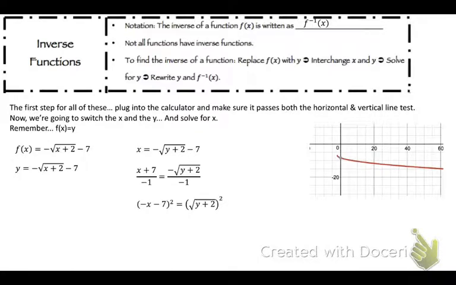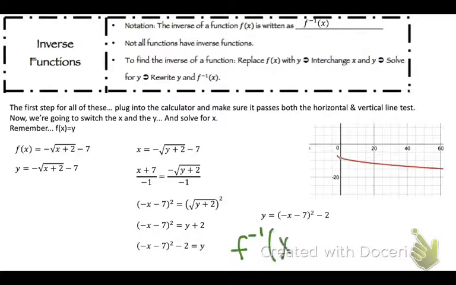Square both sides to get rid of that square root. So you get (negative x minus 7) squared equals y plus 2. Subtract the 2 over, and you get y equals (negative x minus 7) squared minus 2. Now you can square that out if you want to. I'm not going to require it, so you could just leave it like that. Then remember, the last step is to replace the y with f of negative 1. So this is going to be f inverse of x equals (negative x minus 7) squared minus 2.